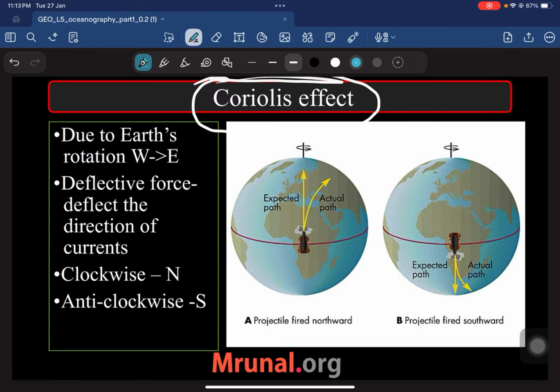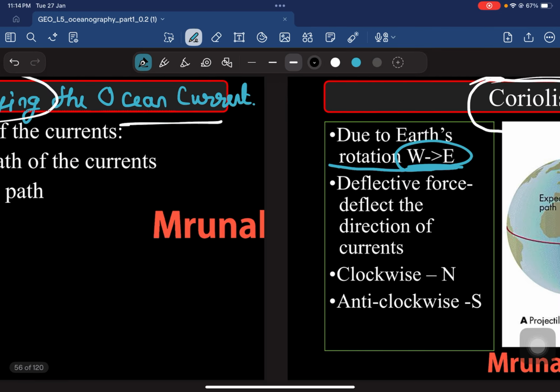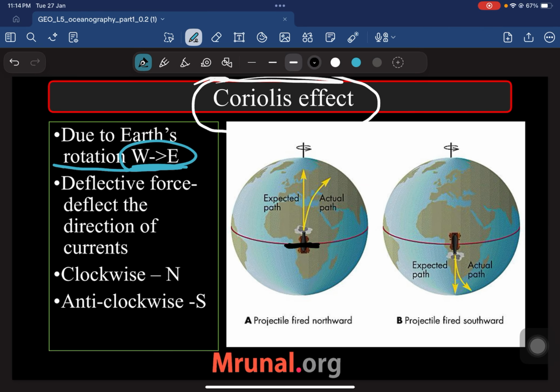Coriolis force is formed because of the rotation of the Earth. Does the Earth rotate from east to west or west to east? Earth rotates from west to east. I will give one example to explain the exact meaning of Coriolis force. If I throw an atomic bomb from the middle of Africa, at the equator, yes or no?